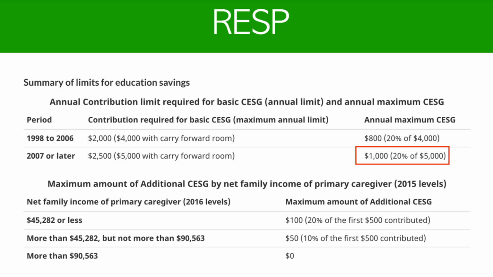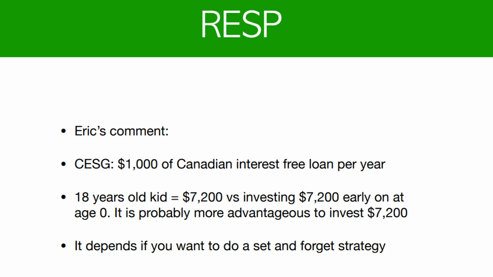Now, in the diagram below, you'll also see the maximum amount of additional CESG that you can get based on your income. But I wouldn't worry too much about that. And if you want to look at it, just pause the video. So for CESG, you get approximately, let's say, a $1,000 Canadian interest-free loan a year, and you can get that up to $7,200 per child. So this is like receiving a $7,200 loan from the government across 7 years.